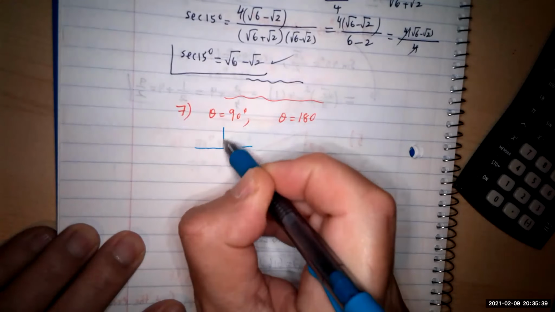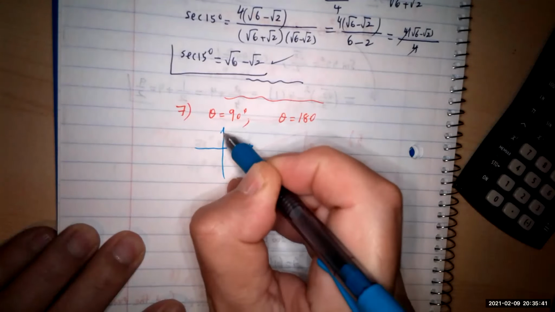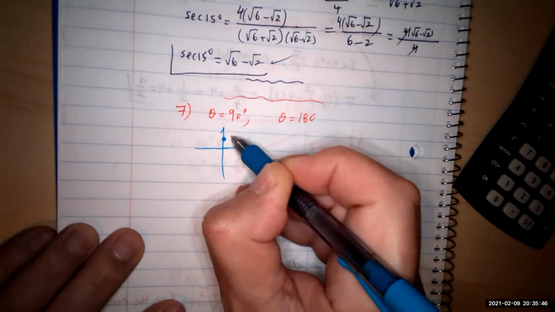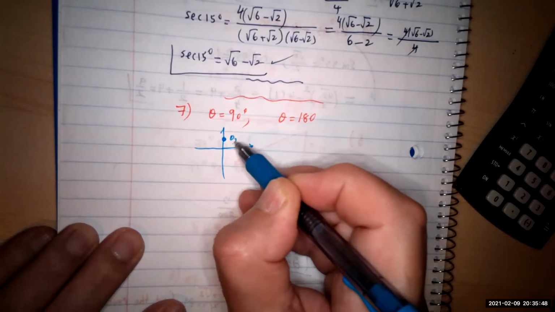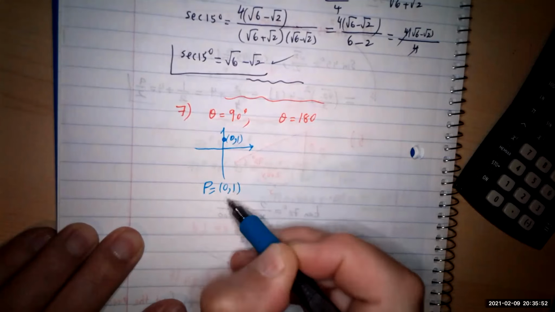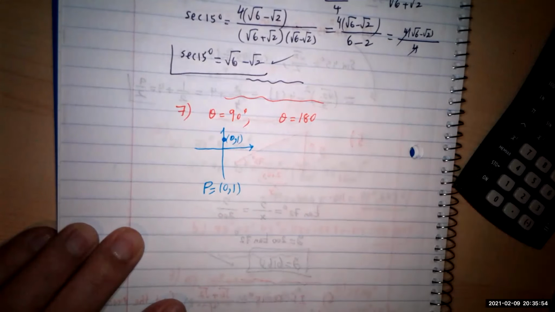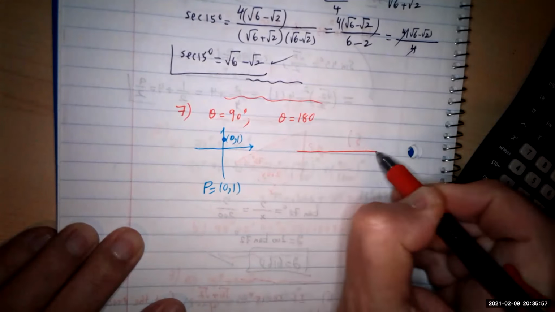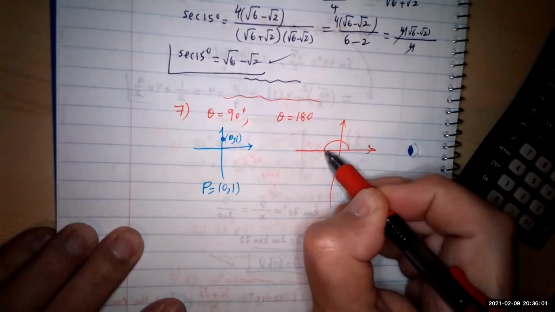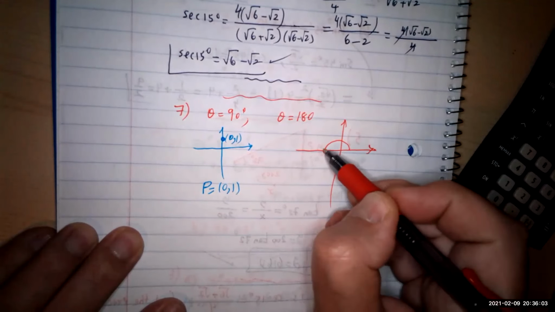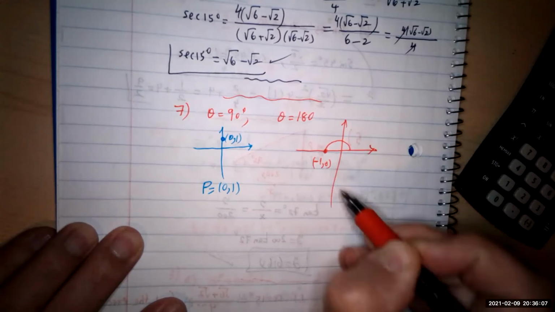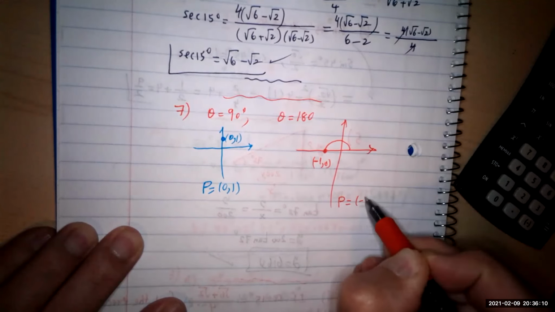Remember, we need a point for this one. The point was 0 and 1. So the point P is (0, 1), and you write it down. And over here, we pick this point, which is equal to -1 and 0. So this is going to be (-1, 0).